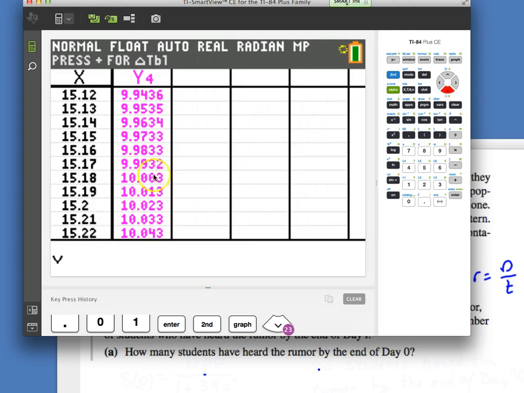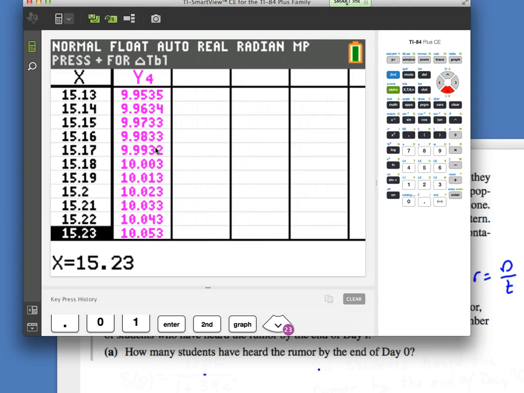Oop, right there. I just went a little far. So my 17 at 15.17 something something something. That's when at least 10 students have heard my rumor. Well, that's B, okay? Are you all right with my answers for A and B?